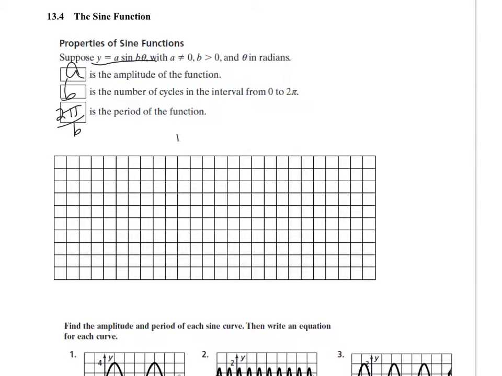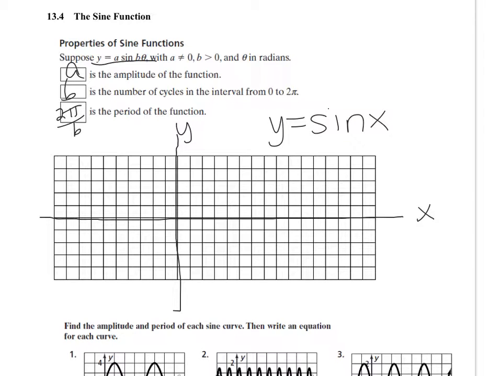So if I'm going to draw a sine function right here, this is my x-axis, y-axis. The generic function y equals sine of x has an amplitude of 1 because there's a 1 in front of it. So I'm going to make the function go up by 1 and then down by 1. And the period is 2 pi because b is 1, so there's one cycle from 0 to 2 pi. So I'm just going to show you what y equals sine of x looks like.